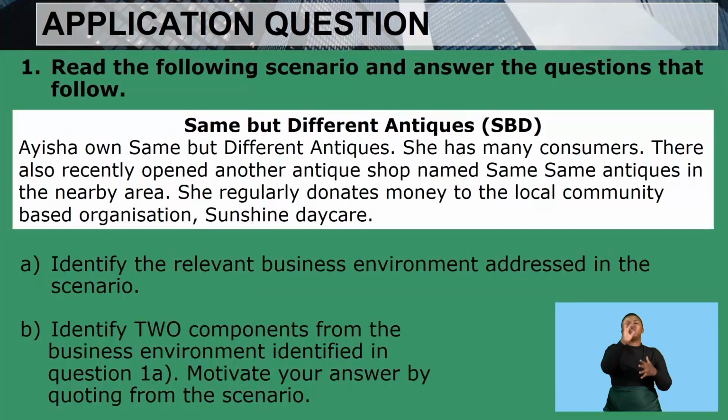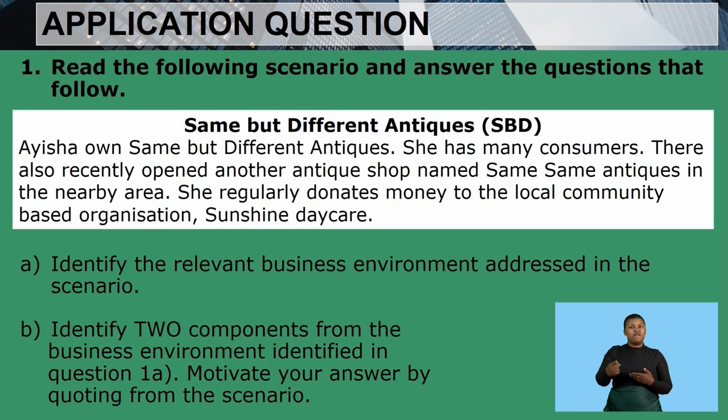So our first question is a scenario, and it reads, read the following scenario and answer the questions that follow. Same but different antiques. Aisha owns same but different antiques. She has many consumers. They also recently opened another antique shop named Same Antiques in the nearby area. She regularly donates money to the local community-based organization, Sunshine Daycare.